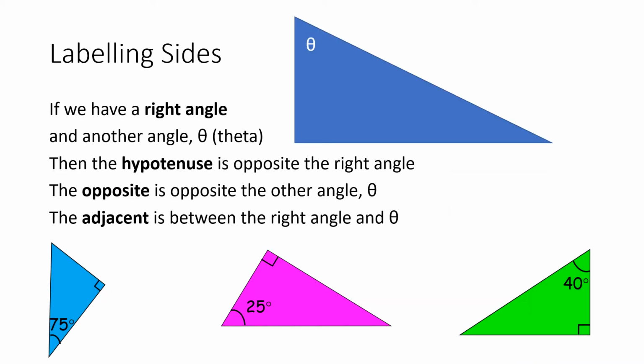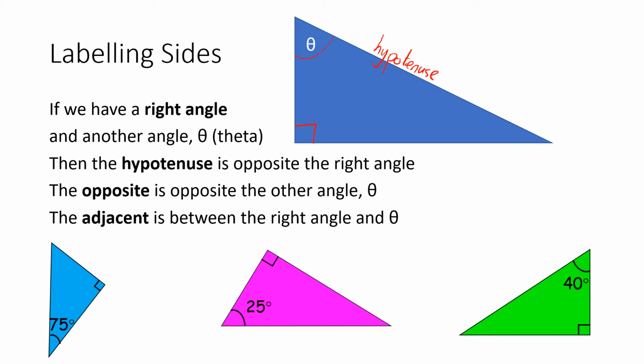The second bit of preamble that we need to do is labeling sides of a right angled triangle. Now we've already talked about one of these, which is the hypotenuse. A hypotenuse is opposite the right angle. It's also the longest side. And I think that's something that you should be able to identify by now. Last time we just called the other two sides just sides because it didn't really matter. But here it does. We've got two types of them.